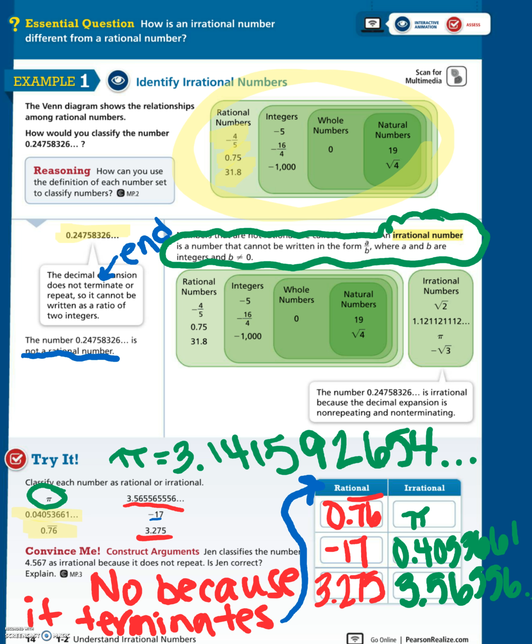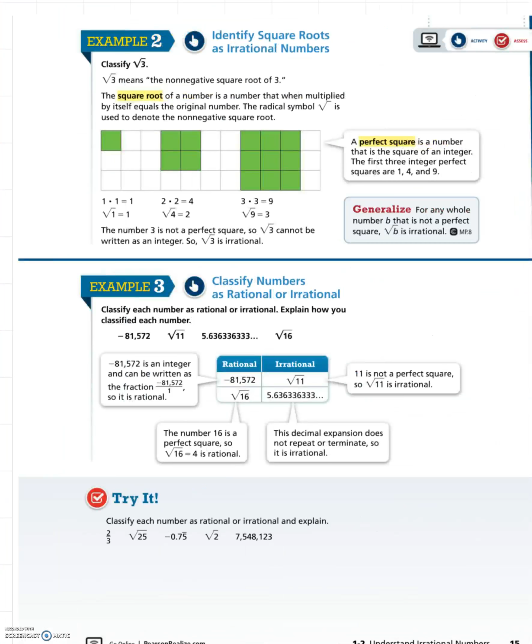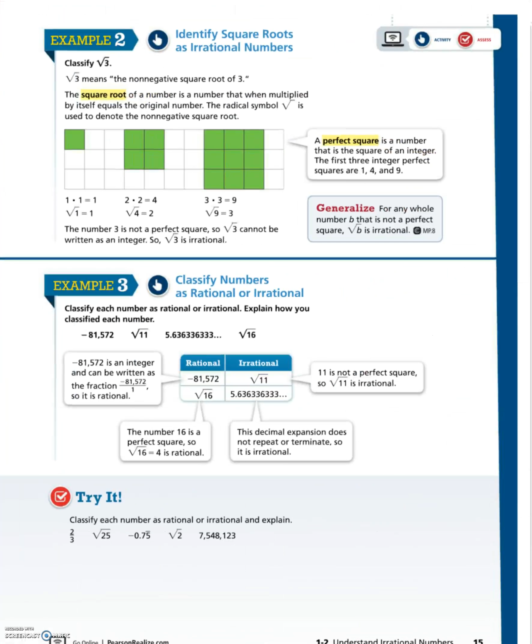Let's move on to the next page. Example number 2. Classify the square root of 3. Square root of 3. That little symbol there looks like this. Looks like a little house, I like to call it.